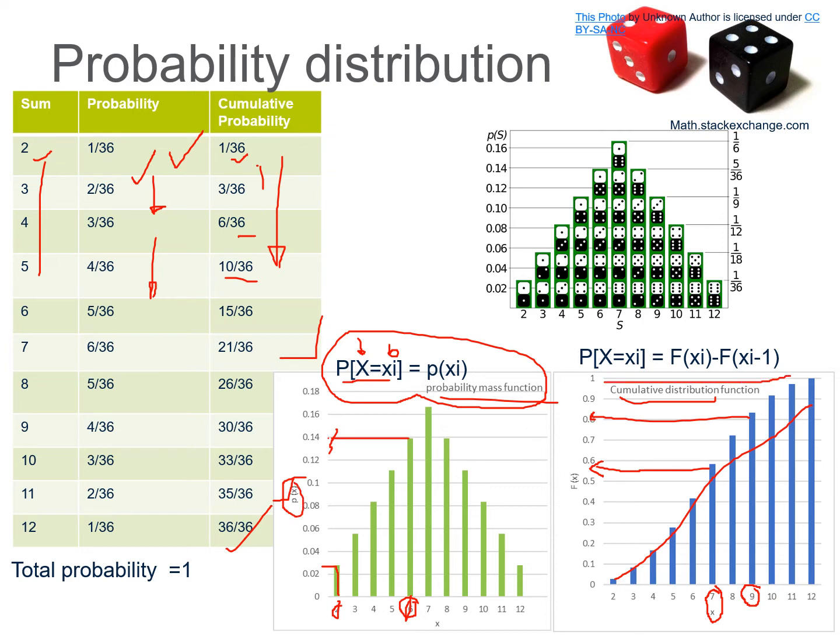Whereas when we use the cumulative distribution function, what is the probability of x equal to xi? What we do is take the probability of xi minus the probability of xi minus 1. This is because it is the cumulative probability, so this minus this gives the probability of xi. So sometimes you use the probability mass function, sometimes the cumulative distribution function, but you can calculate the probability using either of them.